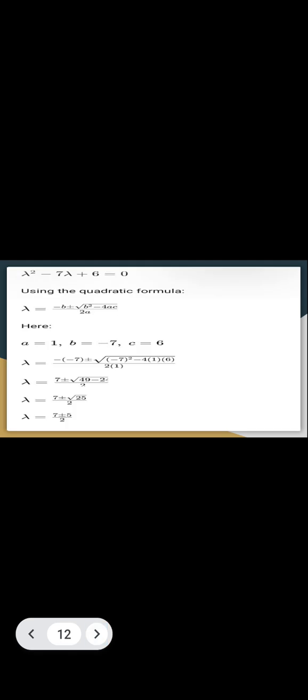I hope you understand. Let's once again revise it. If we get a matrix, first transform it into the form A minus lambda I. A is the given matrix, lambda is the scalar and I is the identity matrix. Then determine its determinant. By calculating or expanding, we get a quadratic equation. By the well-known formula, minus b plus or minus root b square minus 4ac by 2a, we calculate the values of lambda. By substituting the values, we get two values for lambda. These values are the eigenvalues. By using these eigenvalues, we calculate the eigenvectors.